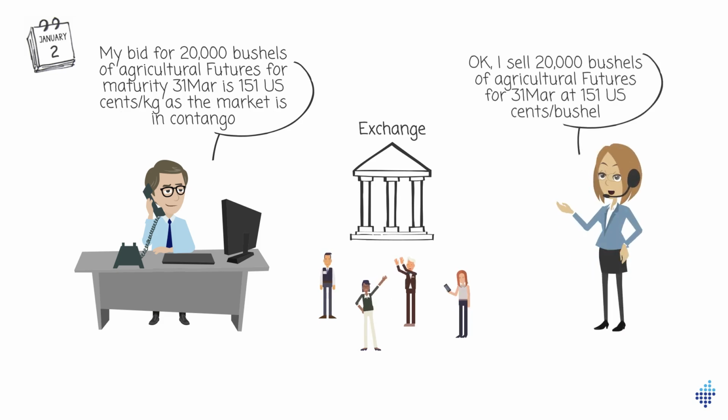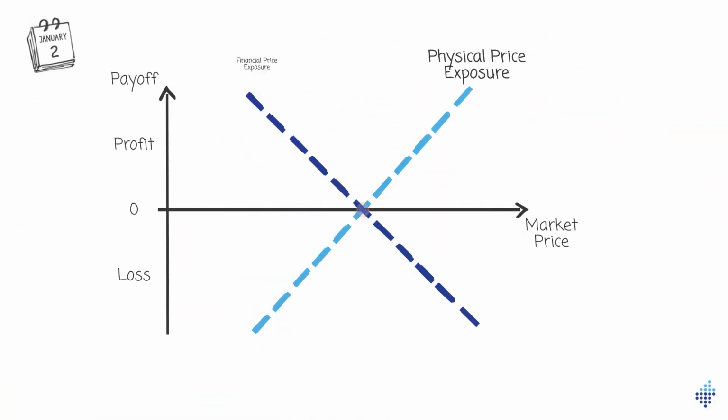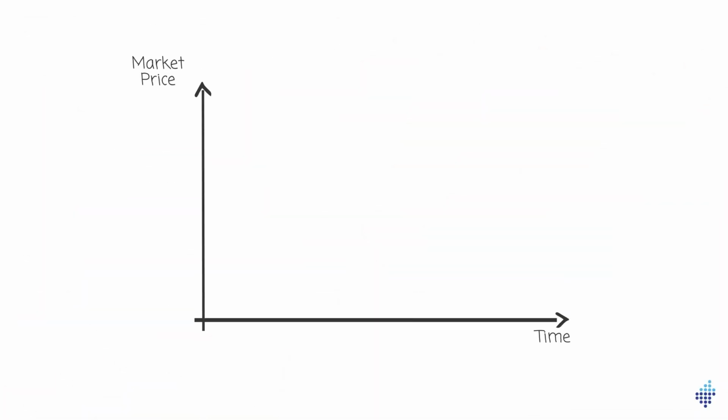The trader sells 20,000 bushels of futures, for the 31st of March, at 151 US cents per bushel. The futures position creates an equal but opposite financial exposure that neutralizes the effects of the agricultural commodity price moves. Let us now fast forward between the 2nd of January and 31st of March.